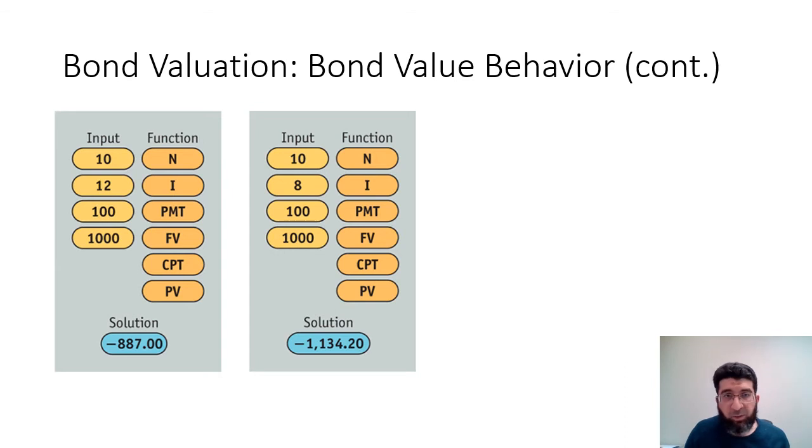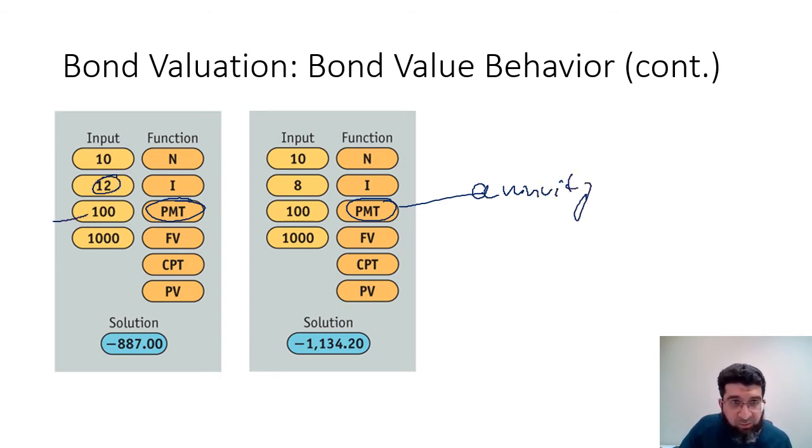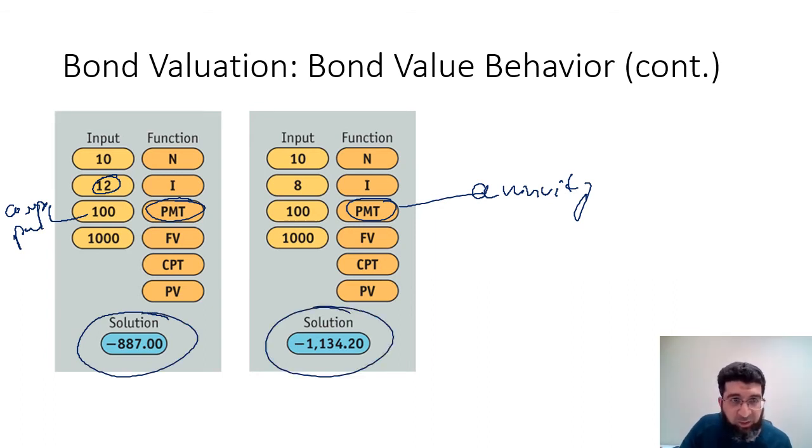The same we can calculate through calculator, and you can do it on your own. You have to remember that these are the annuity questions, so we use the payment function. Also, when the interest rate is different than the interest rate used to calculate the coupon payment, then you will have a different solution. It's not the same. But if it was 10%, then you would have the same par value calculation, which is 1000.